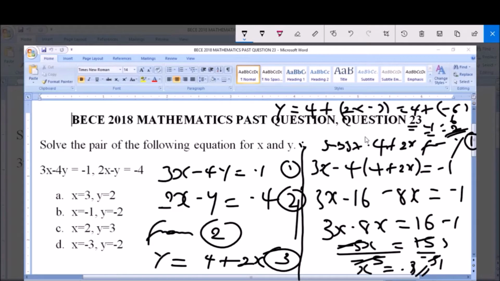Now, our solution is that x is equal to minus 3. You can see from here we got minus 3. And y is equal to minus 2. Look at it. Now, which of these options corresponds to our answer? A says x is equal to 3, y is equal to 2. Wrong. B says x is equal to minus 1, y is equal to minus 2. Wrong. C says x is equal to 2, y is equal to 3. Wrong. And D says x is equal to minus 3, y is equal to minus 2. Very correct. So our answer is D.